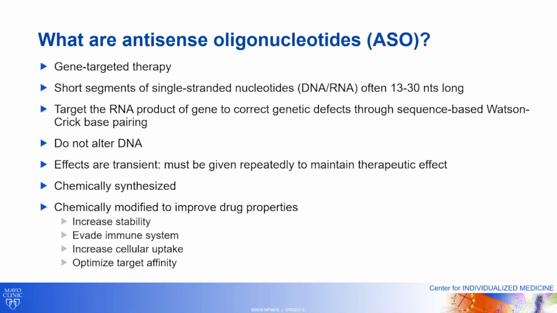These patients, if this is effective, will have to get repeat dosing to maintain that therapeutic effect. They are chemically synthesized. This is not a biologic. It's just a moderately large molecule. But they're modified in several different ways to increase the drug-like qualities of the oligonucleotide. So this means we can increase the stability, we can evade the immune system reactions, we can increase cellular uptake and optimize target affinity.